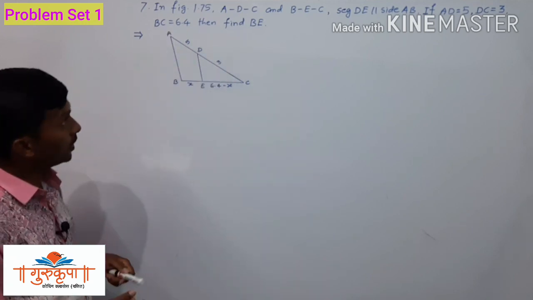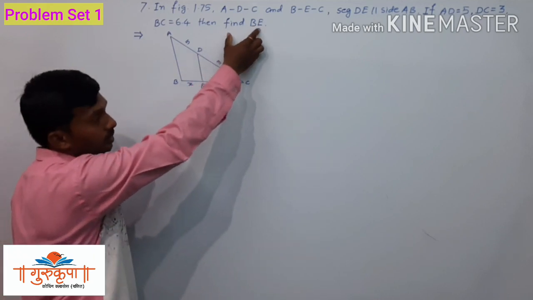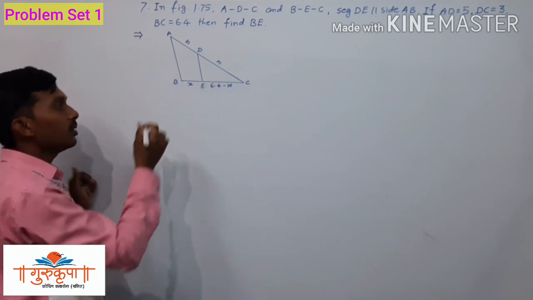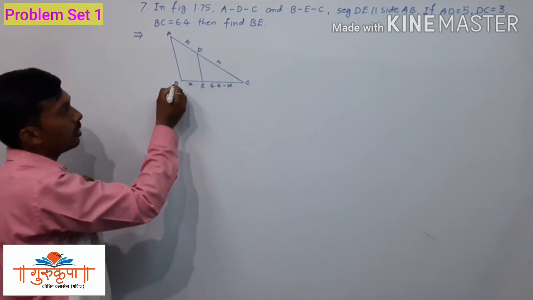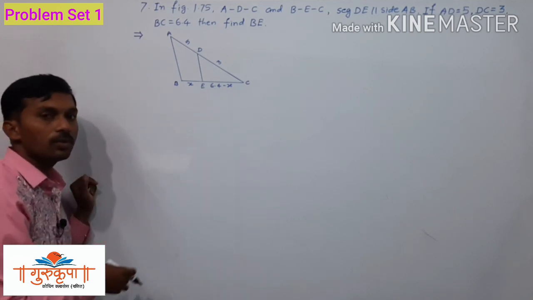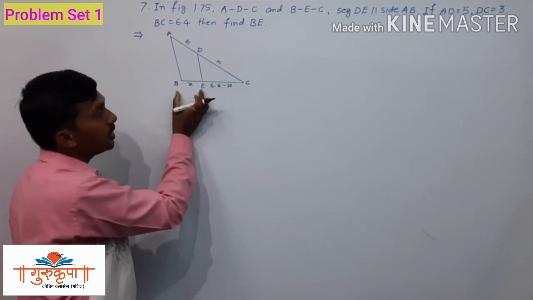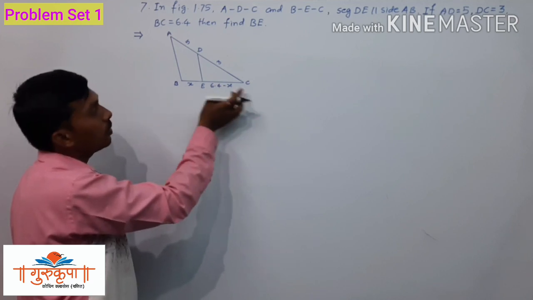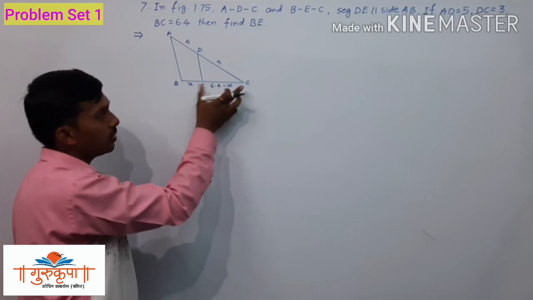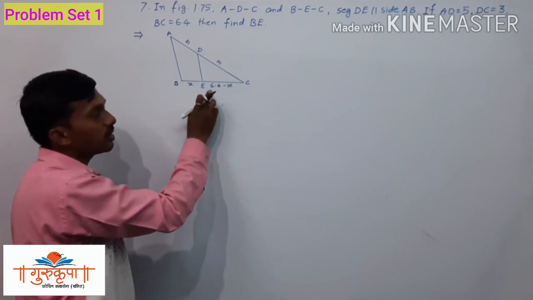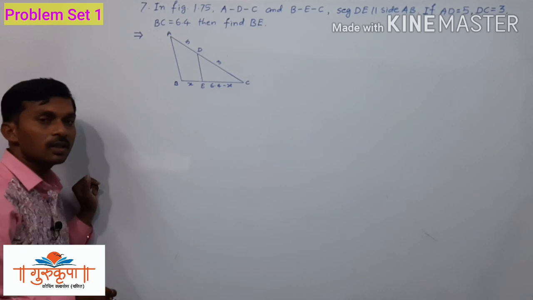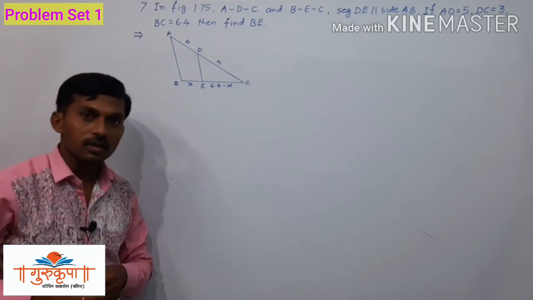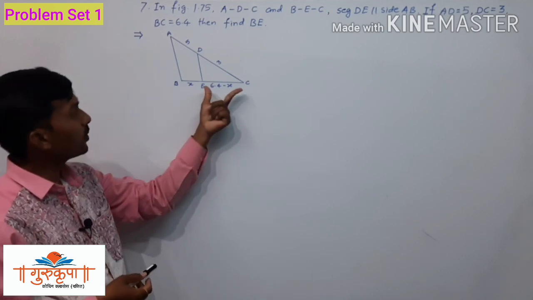Here we have to find BE. So we represent BE as X. Actually it is given in the diagram, but we have to write that part here also, that let BE be equal to X. If we consider that BE is equal to X, then EC is equal to the total length 6.4 minus X, that is 6.4 minus X is the value of EC.